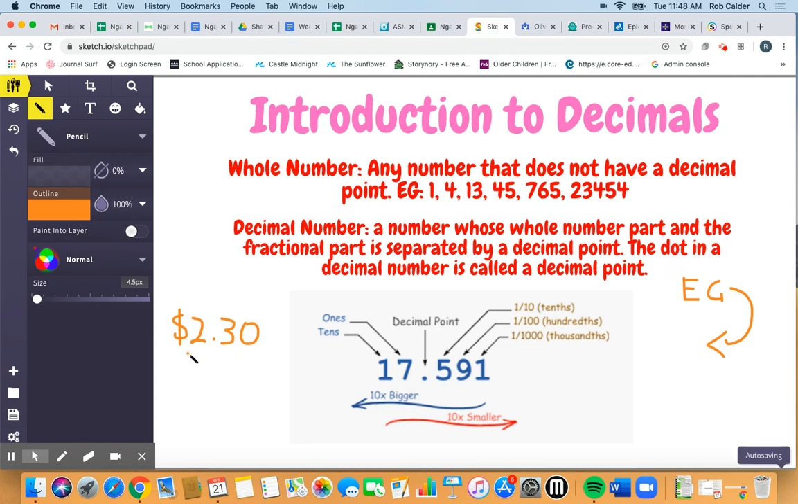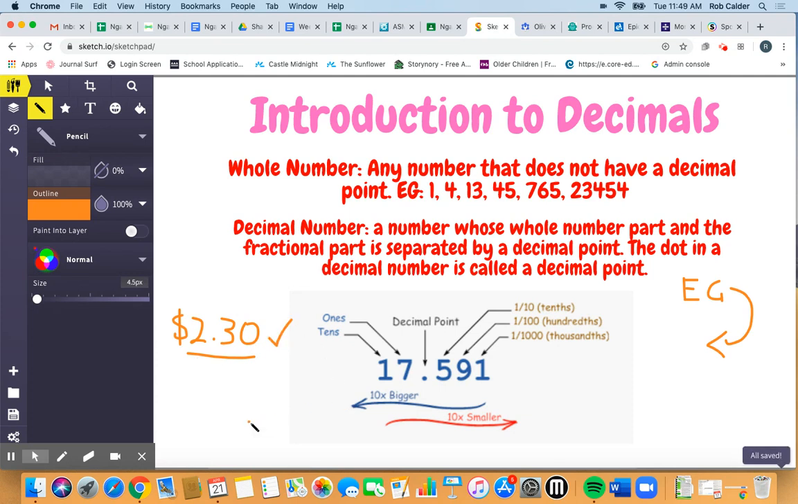I've now got a decimal. So I've got two whole dollars and I've got part of a dollar. I've got 30 cents. Now that 30 cents doesn't make up a whole dollar. It is only a part. It's a fraction of a whole dollar. So this now becomes a decimal number.